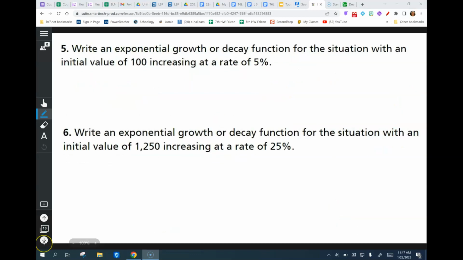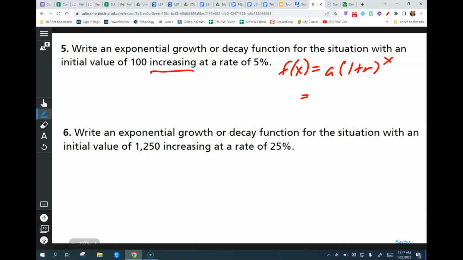Okay, good. We're still on page 126, and this is number 5, and we're just going to practice writing out growth and decay functions right here. So first thing you're going to have to do is identify, is it a growth or a decay? So let's read it. Write an exponential growth or decay function for the situation with an initial value of 100 increasing at a rate of 5%. Well, it's increasing, so that means that it's a growth. It's an exponential growth. So let's write out exponential growth. f of x is equal to a times 1 plus r to the x.